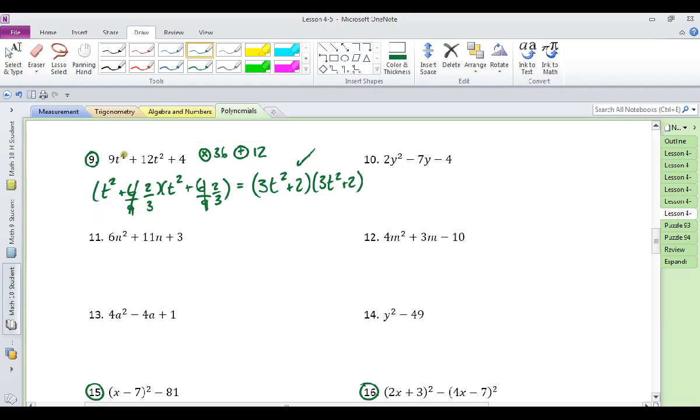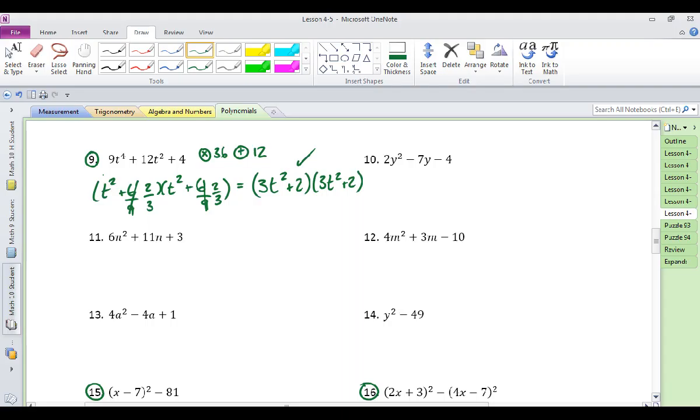What if this was t to the 6th? Then what would this be? T to the 3rd. T to the 3. What if this was t to the 12th? What would this be? T to the 6th. You picking up what I'm putting down? What if it's t to the 5th? Could you do it? No, because it's not even. Unless you can GCF it to make it even. Everybody with me?